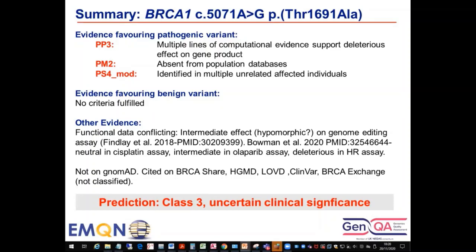The variant's not on gnomAD, it's cited on BRCA Share, HGMD, LOVD, ClinVar, and BRCA Exchange, but not classified. So the criteria that we've applied here using the ACMG guidelines are not sufficient to raise this variant to a class 4 status, so it remains a class 3 variant of uncertain clinical significance. And that completes the variants that I will be talking you through today. Thank you very much.